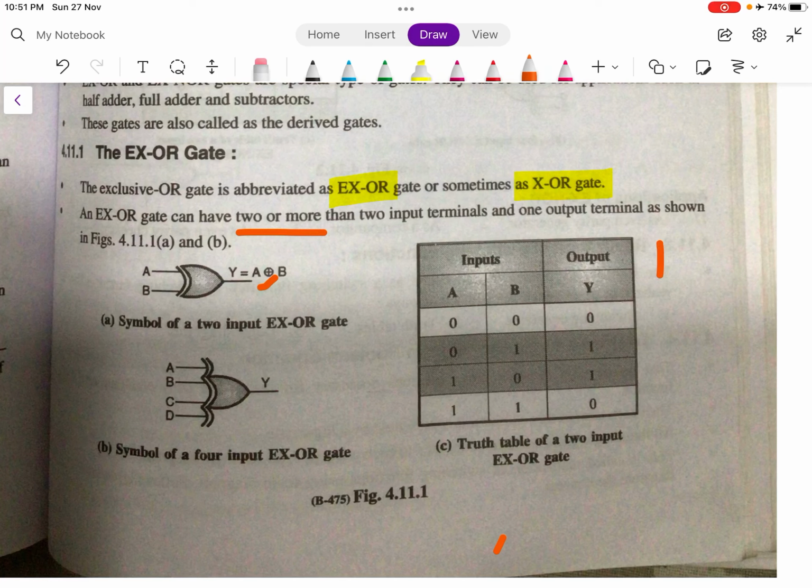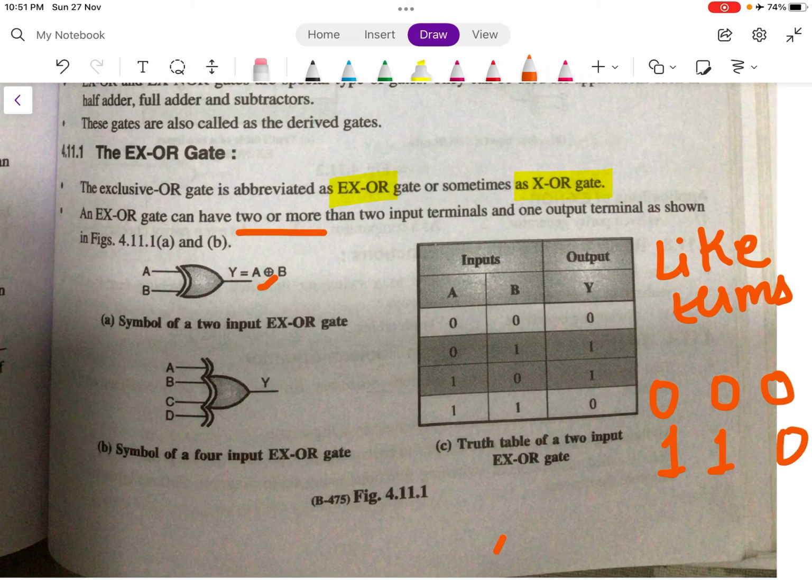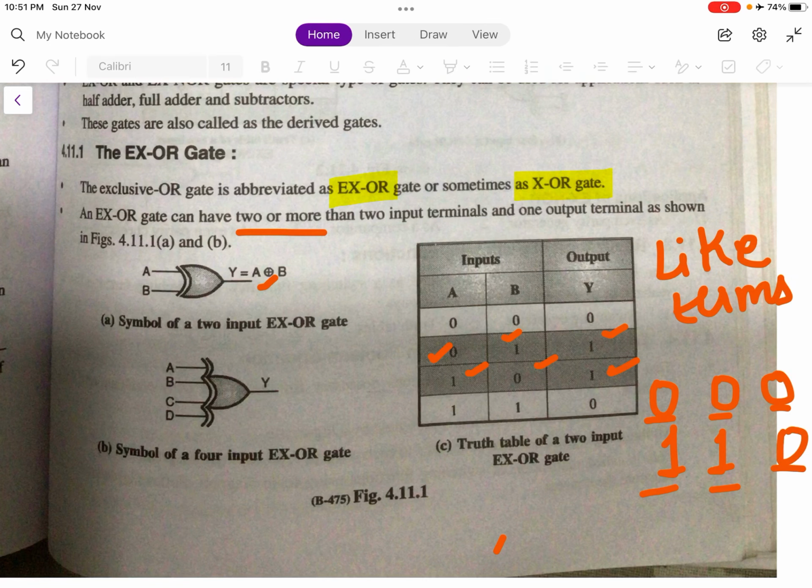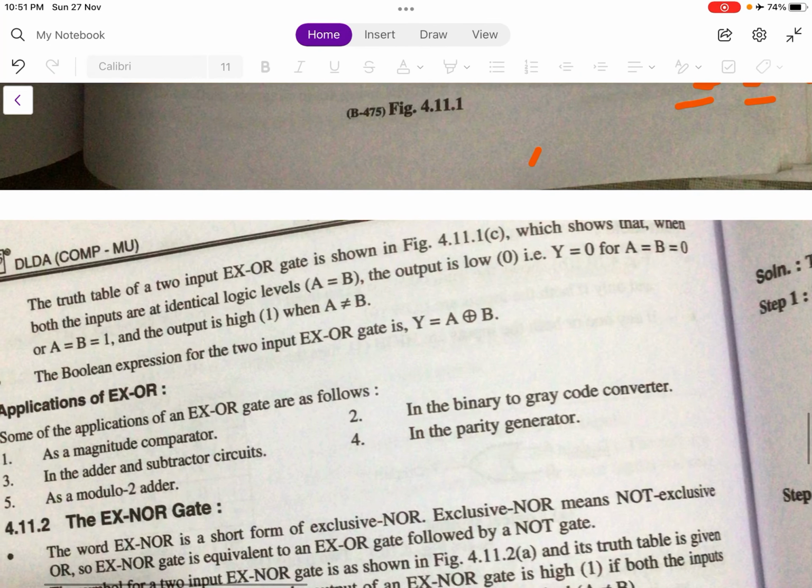In the XOR gate, what happens if both the terms are like terms? That means if both the inputs are the same, if it is 0 and 0, then the output will be 0. If it is 1 and 1, then the output will be 0. So when both are same, output is 0. When both are different, output is 1. So if both inputs are different, output is 1.